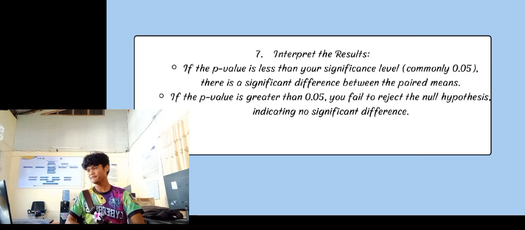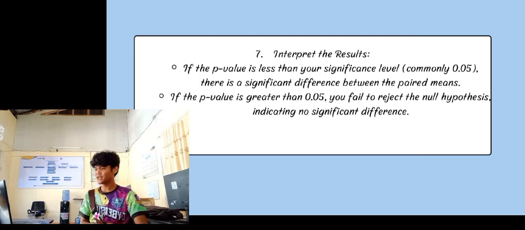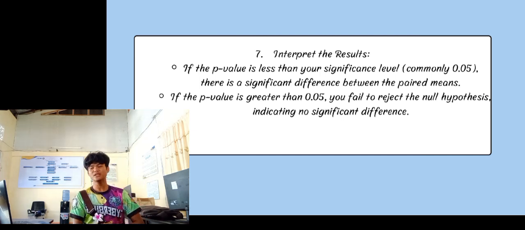Step 7, interpret the results. If the p-value is less than your significance level, commonly 0.05, there is a significant difference between the paired means. If the p-value is greater than 0.05, you fail to reject the null hypothesis, indicating no significant difference.